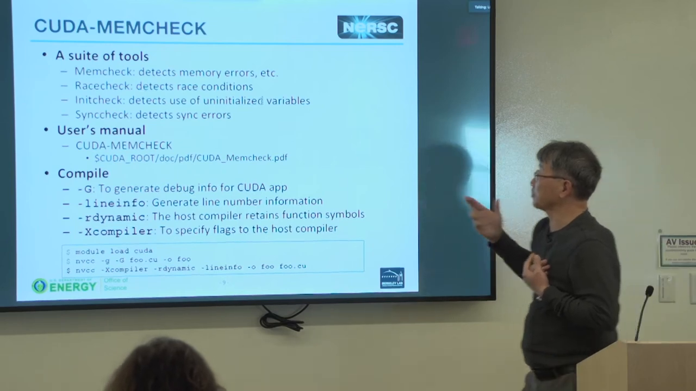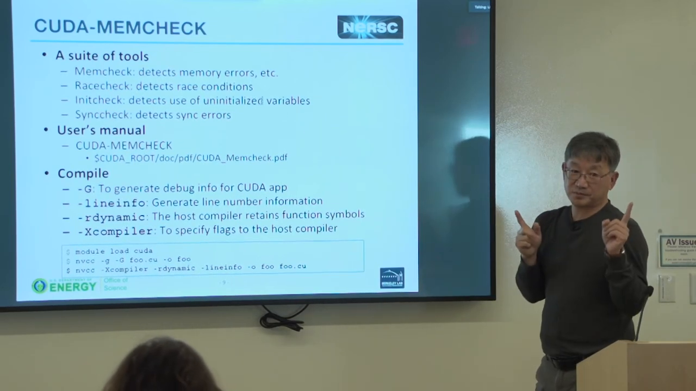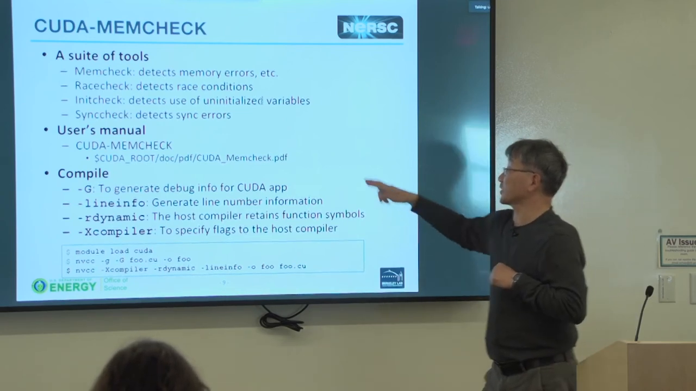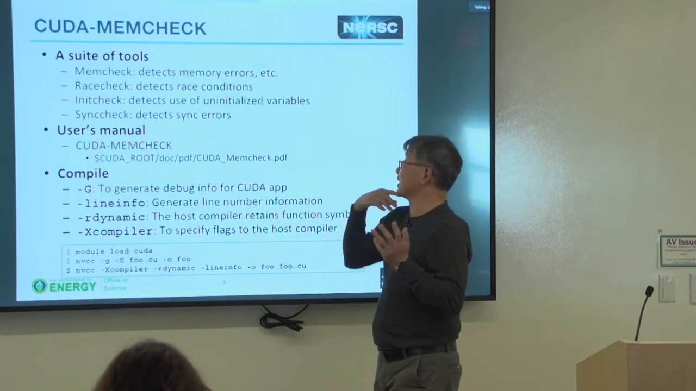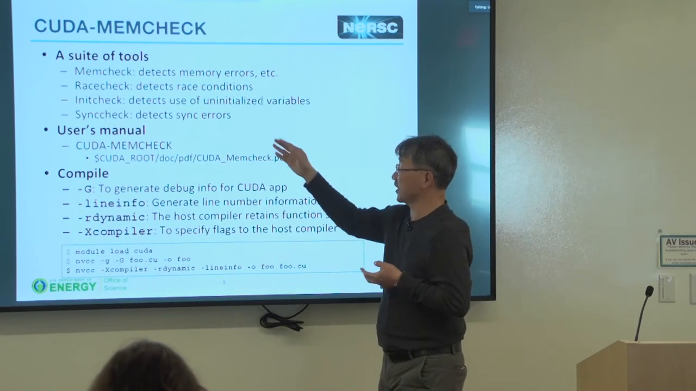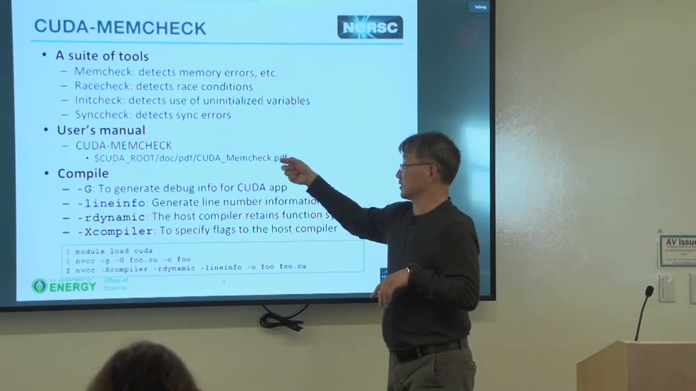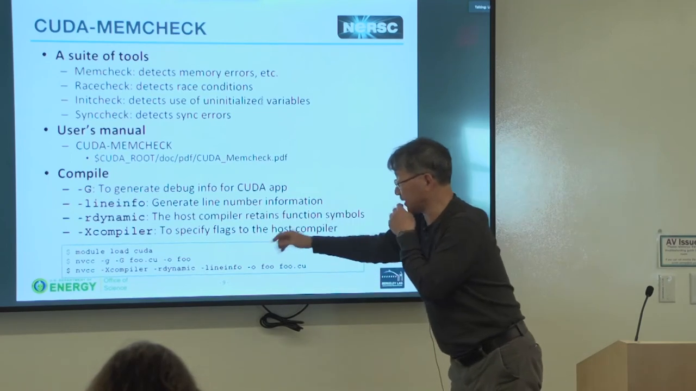Racecheck can be pretty useful. If your code has some race condition between the threads, you can detect it. The initcheck is pretty minor stuff because it only detects uninitialized variables. Synccheck detects some sync errors. Again, this manual is pretty useful. To build, you follow this step.